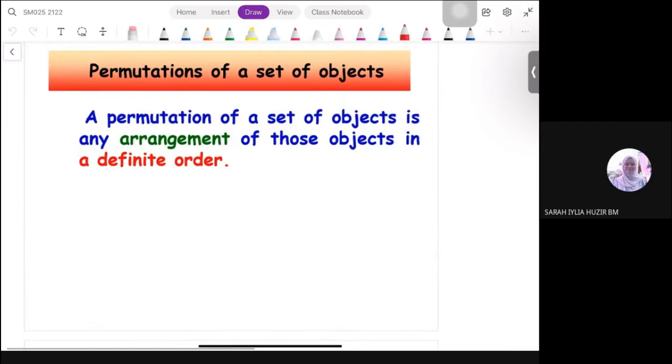So, what is actually permutation? A permutation of a set of objects is any arrangement in a definite order. Means susunan sangat penting for permutation. Basically, we want to arrange something. We want to arrange a letter, an object, or any numbers. Okay.